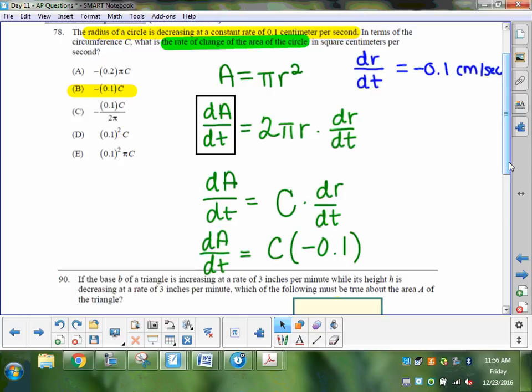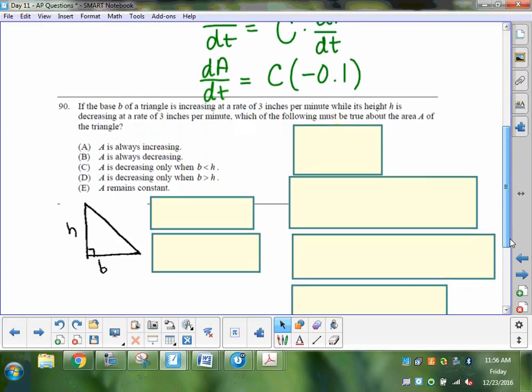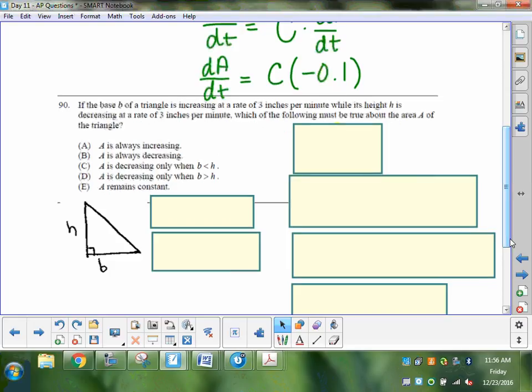Yeah. So, now I also need to identify what are my knowns. So I know this. What other information at this point do I know? What can I unpack from this question? Steve? So the change in the base with respect to time is positive 3 inches per minute. Now let's put the units on it because you're taking the derivative of everything with respect to time.